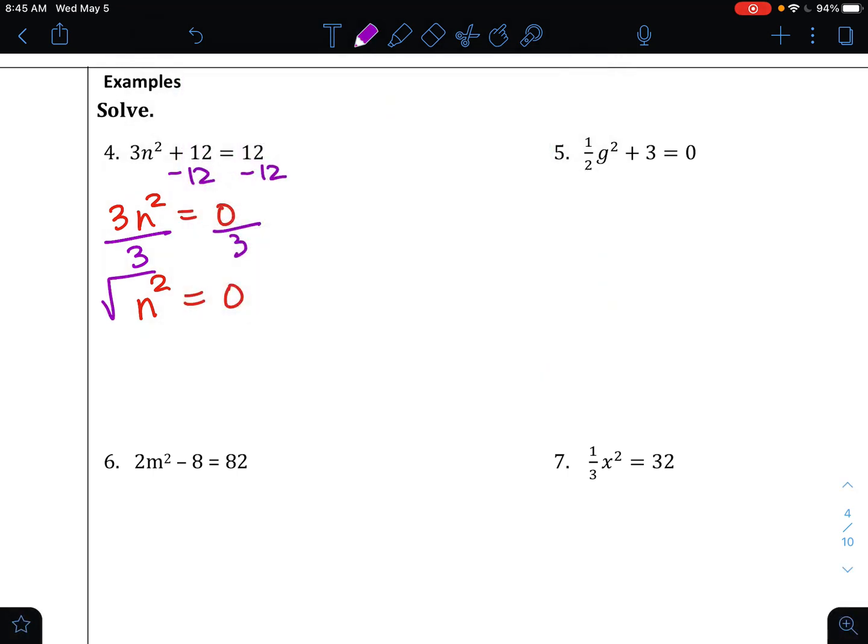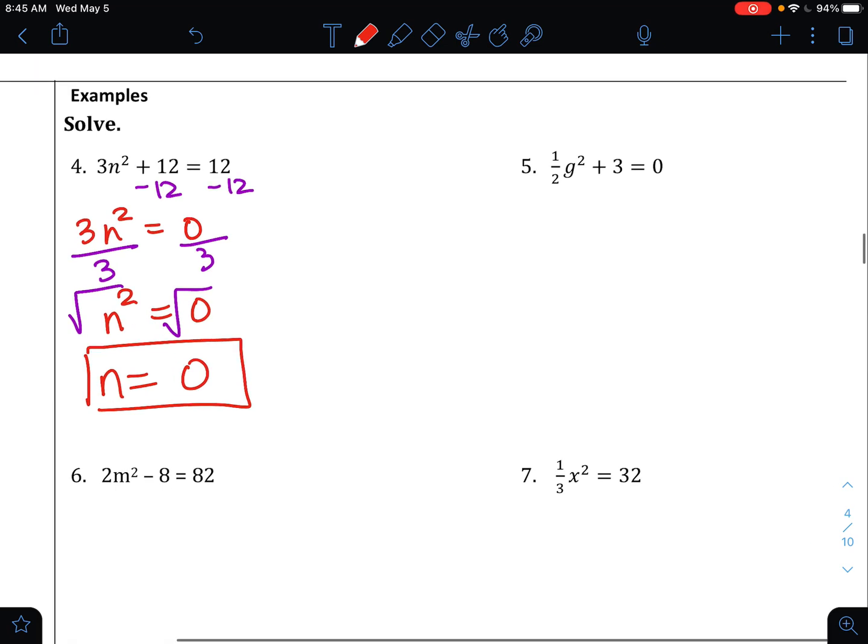And now I'm going to say, okay, I need to take the square root of both sides. Well, I get n equals 0. Now, I don't have a plus or minus here because there's no such thing as positive or negative 0. So here's an example of a single solution in our quadratic.